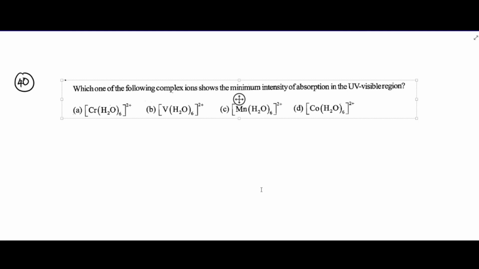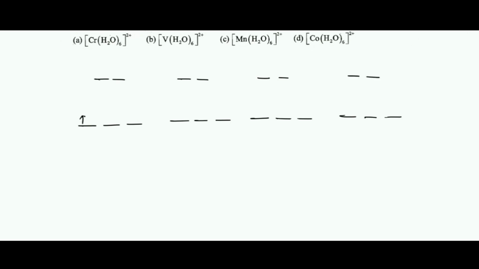Okay. So, I'll tell you how to do it. First of all, everyone draw the T2G, EG diagrams. Everywhere it is water. So, it's going to be a weak field ligand. Chromium 2 plus, you have 4 electrons. Vanadium 2 plus, you have 3 electrons. Manganese 2 plus, you have 5. Cobalt 1, 2, 3, 4, 5, 6, 7.